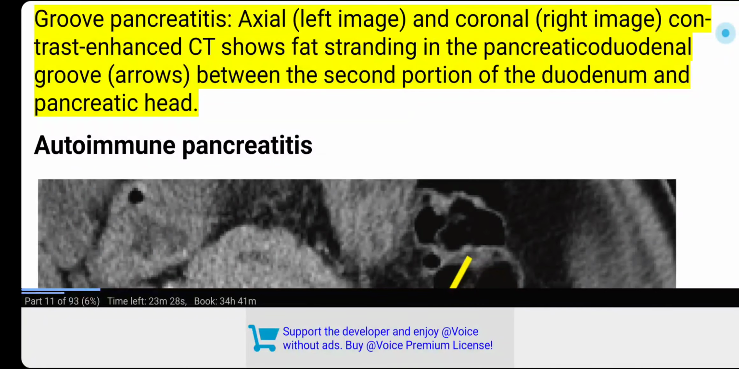Groove pancreatitis. Axial left image and coronal right image contrast-enhanced CT show fat stranding in the pancreaticoduodenal groove, arrows, between the second portion of the duodenum and pancreatic head.